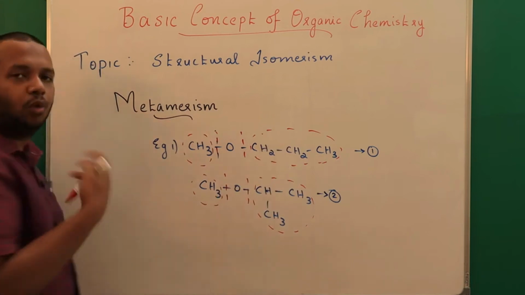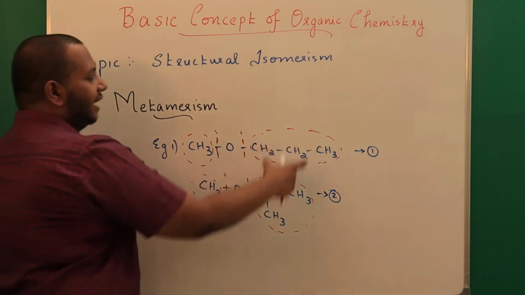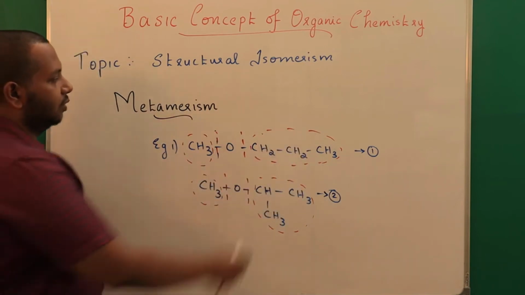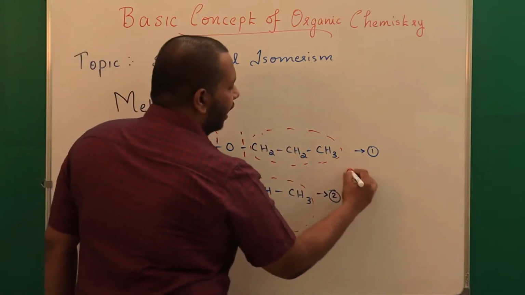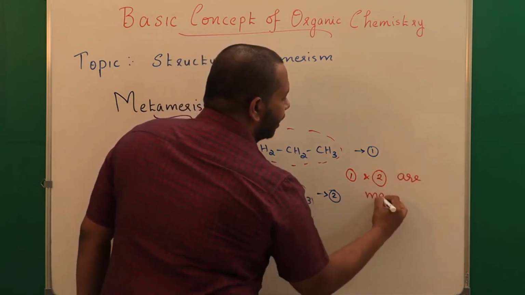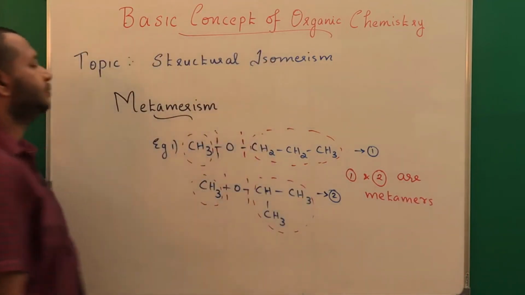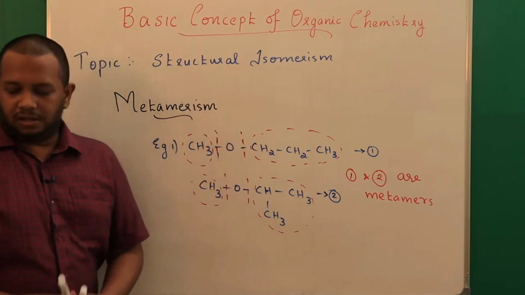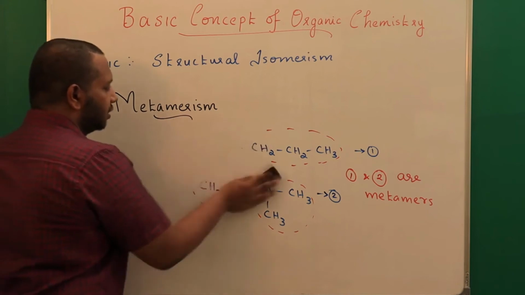So they are differing in what? They have the same polyvalent functional group, but they differ in the alkyl chain. One has a propyl and the other has an isopropyl. If they differ like this, we can say 1 and 2 are metamers. Understood? Or they will exhibit metamerism. Now let me take another example, then you will get a clearer picture.